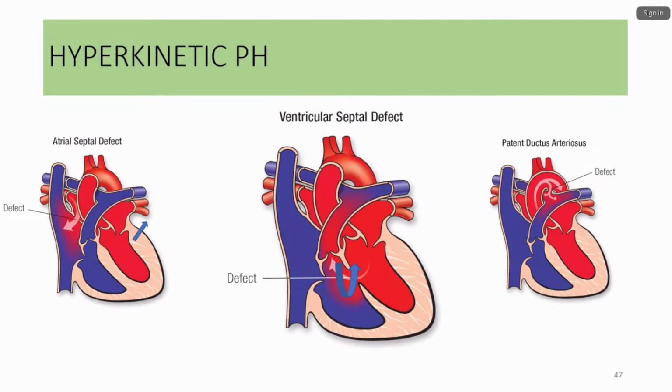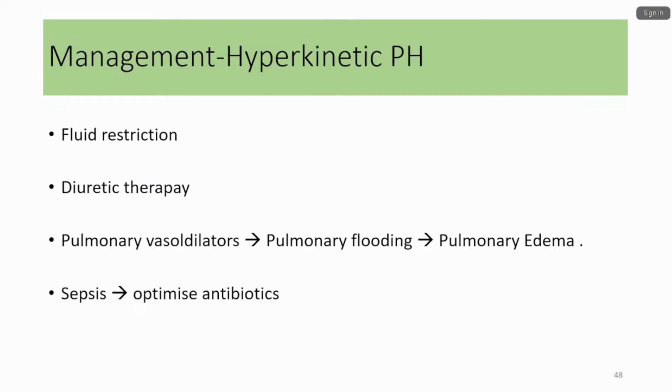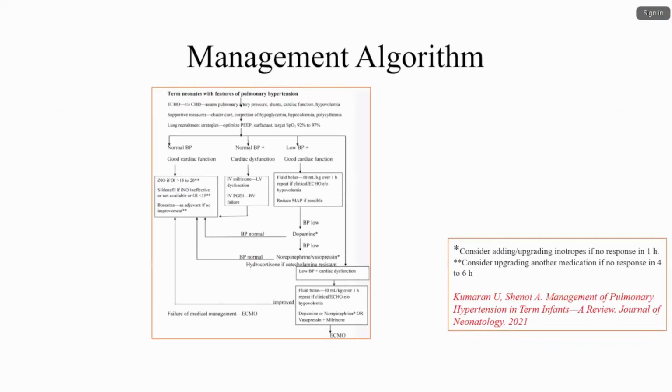Okay. Hyperkinetic PH, this is associated with CHD with left to right shunt, ASD, VSD, and PDA. The management strategy is fluid restriction, diuretic therapy, pulmonary vasodilator, and sepsis, or optimize the antibiotics.